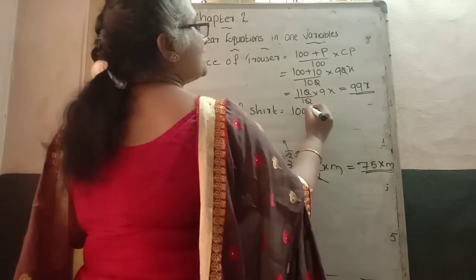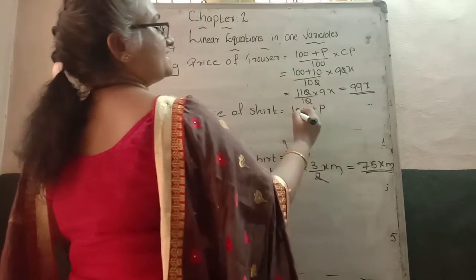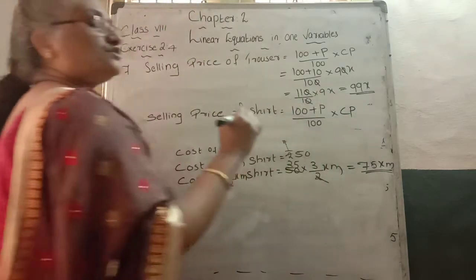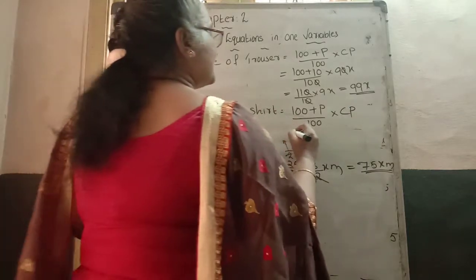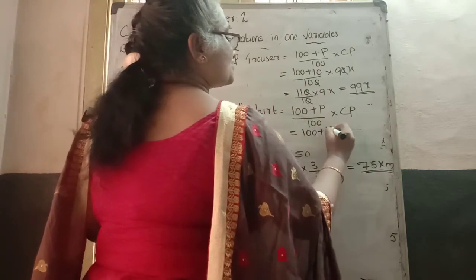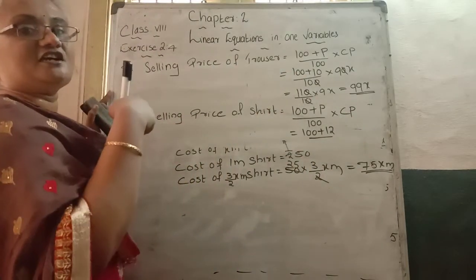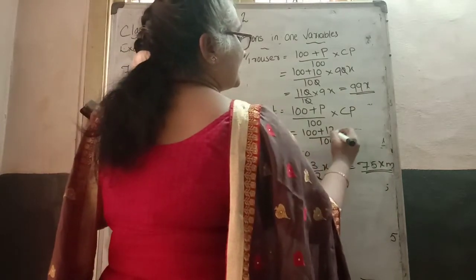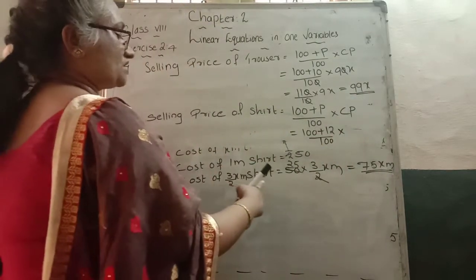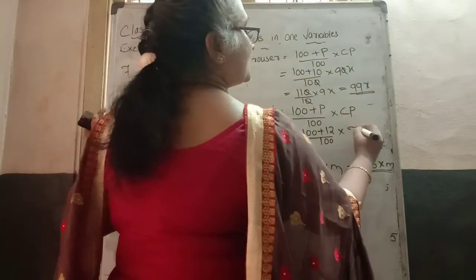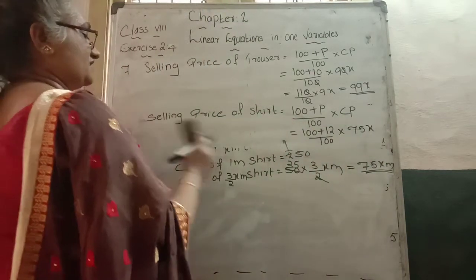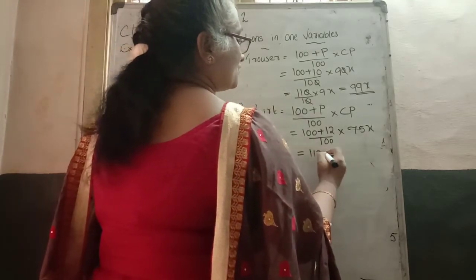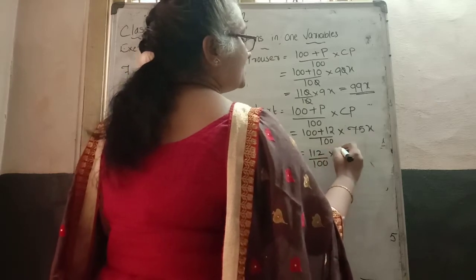The formula has no change: 100 plus the profit percentage of the shirt, divided by 100, into CP, the cost price of the shirt. The profit on the shirt is 12%, which is given in the question. The cost price of the shirt is 75x. Substituting the values: 100 plus 12 comes to 112, divided by 100, into 75x.